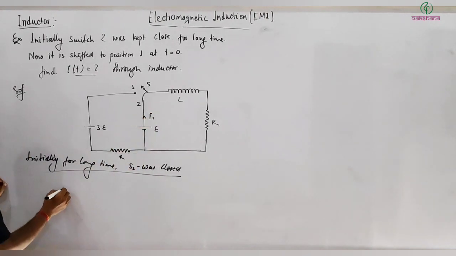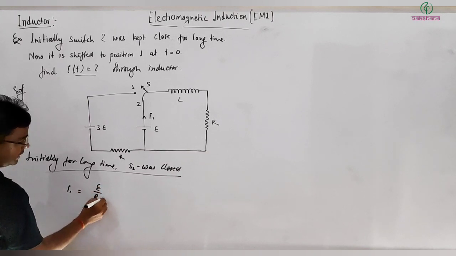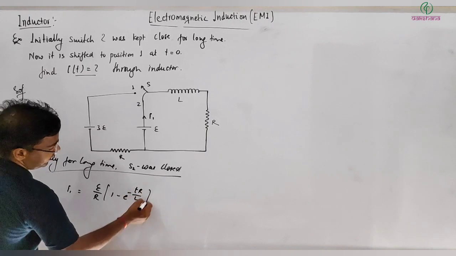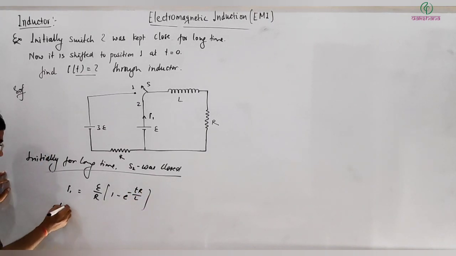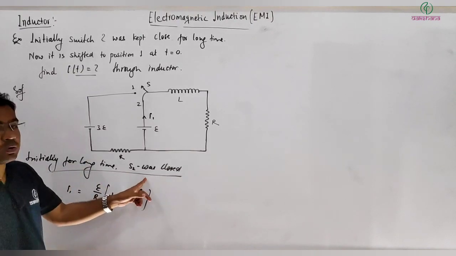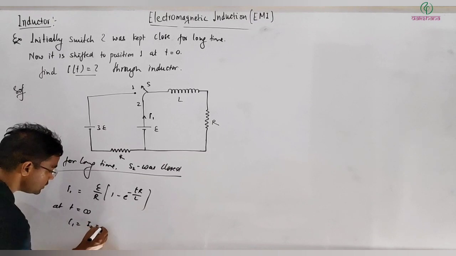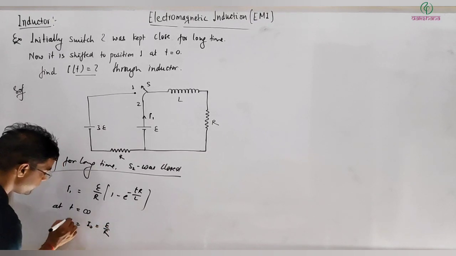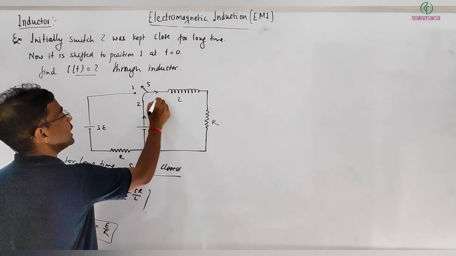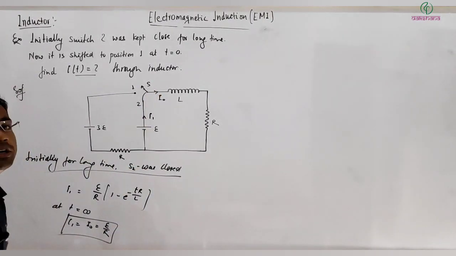I can write I1 is equal to, let's say, E divided by R times 1 minus e raised to power minus tR by L. And at t equal to infinity, because it's kept closed for a long time, I can write I1 is equal to I0 is equal to E by R. So this is the current flowing across the resistor, I0, after a long time.